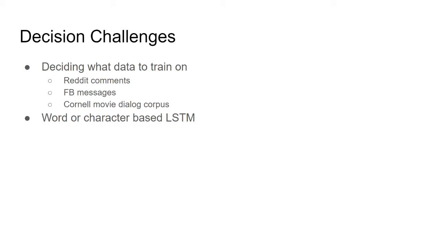So before we actually build a model, we have to first decide what data to train on. We consider Reddit comments, Facebook messages, and some online dialogue corpuses. We ended up trying both our Facebook messages and the Cornell movie dialogue corpus. We also had to decide between word or character-based LSTMs.